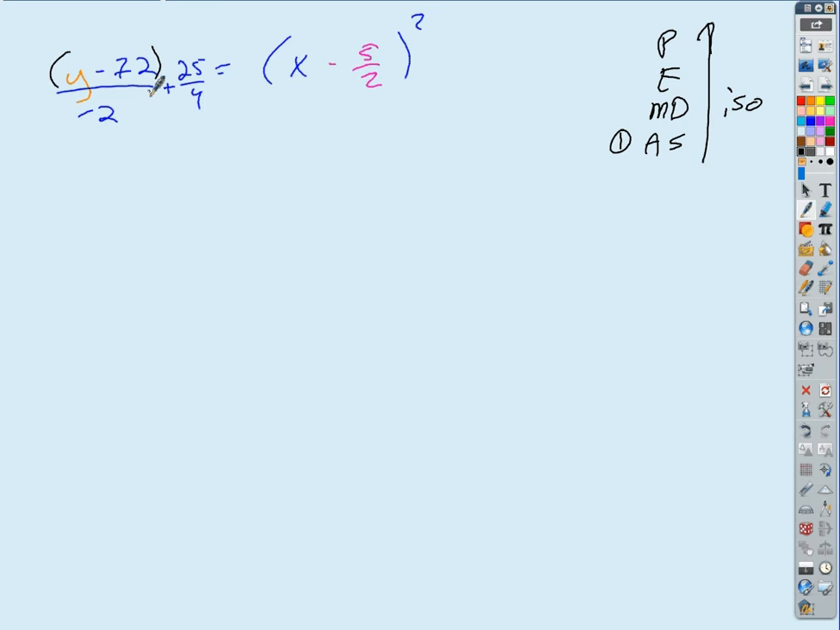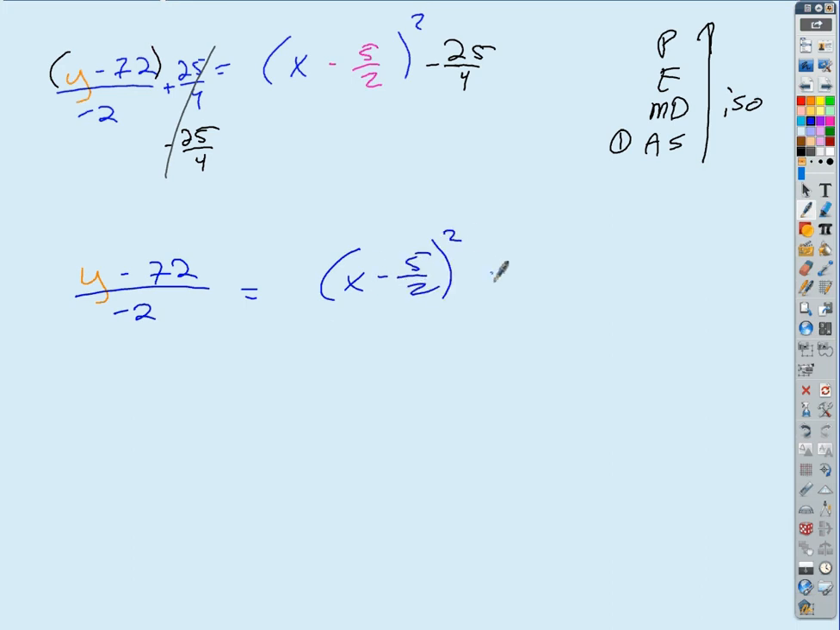Okay. So these guys cancel, and I get y minus 72 over negative 2 equals x minus 5 halves squared minus 25 fourths. Now what? Now, multiply by negative 2. Okay, good. Now we get to multiply, right?